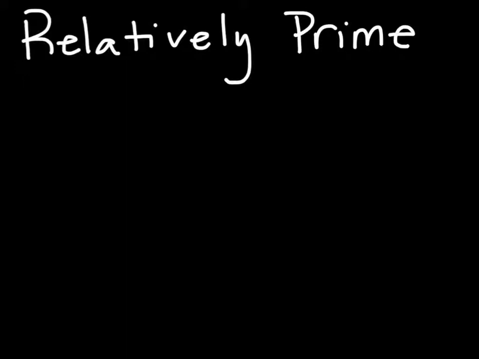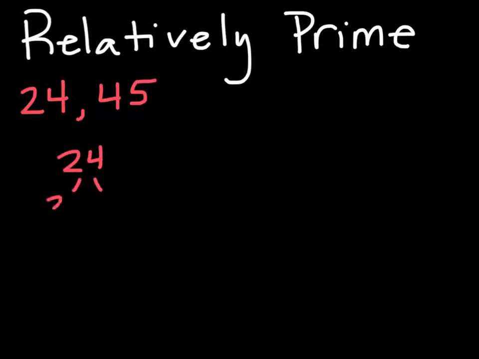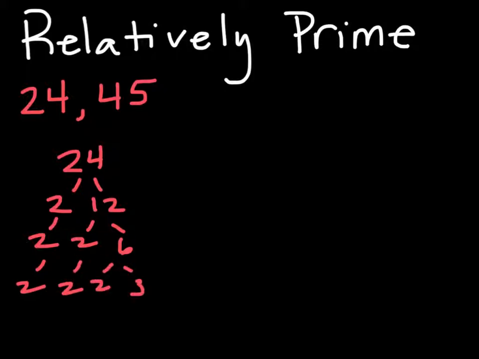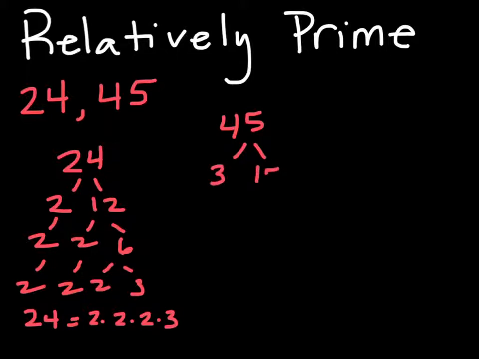Let's look at another example. 24 and 45. Once again, I'll prime factor these. Our prime factorization of 24 will be, let's see, 2 and 12, 2, 2, 6, 2, 2, 2, and 3. So 24 equals 2 times 2 times 2 times 3. Okay, now let's do 45. Let's see, 45 will be 3 and 15, 3, 3, and 5. Okay, so 3 times 3 times 5 equals 45.